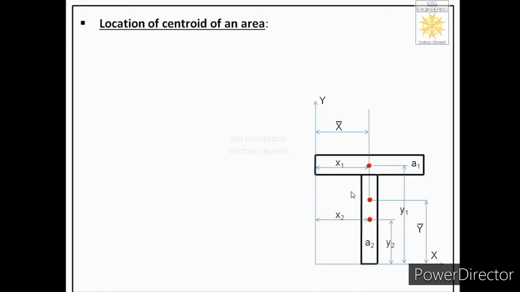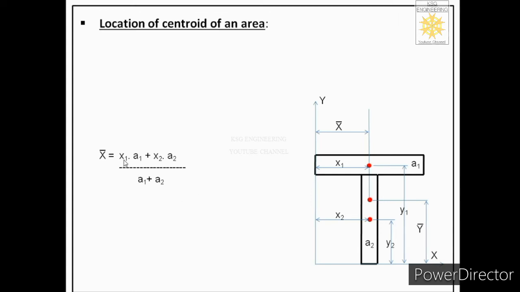Then if I want to find the centroid of this whole area, meaning x bar and y bar, which are the coordinates of the centroid of the whole area, we can use this formula: x bar equals x1 dot A1 plus x2 dot A2, divided by A1 plus A2.